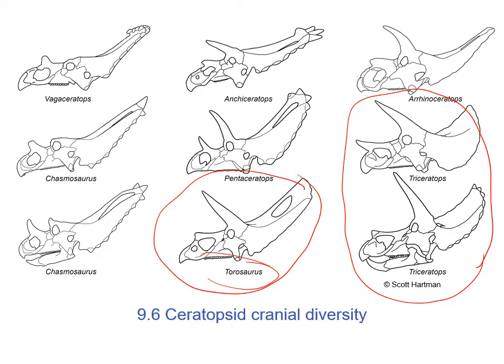And that has led some paleontologists to hypothesize that these two are actually the same thing, that Torosaurus is an old grown-up version of Triceratops. So in other words, everything we've called Triceratops could potentially be a not fully grown individual, and Torosaurus is an example of an old Triceratops. So how do they come up with a hypothesis like that?